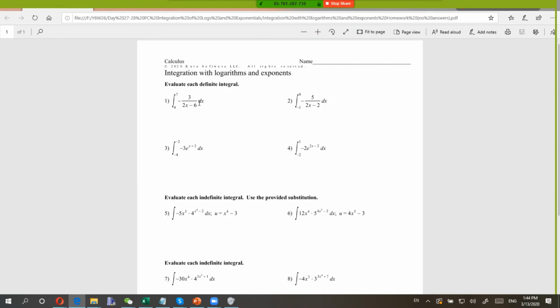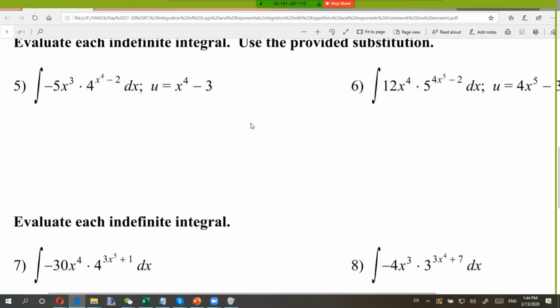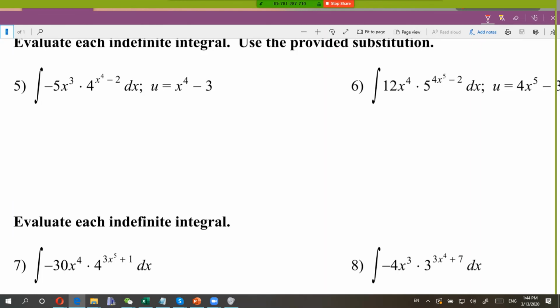Got it. Yes, for the u, is it purposely made to be like that? Yes. Normally our first step would be to figure out what our inside function would be. They're actually giving you that first step. So if u is x to the fourth minus 3, then what would u prime be? 4x cubed times dx. Okay, then you can do your substitution and then integrate.